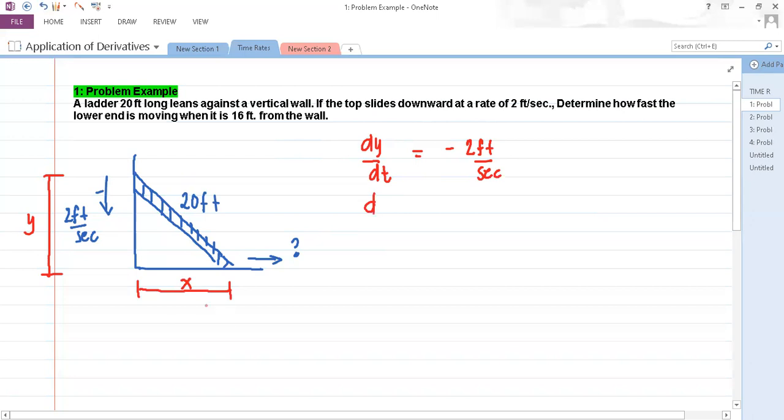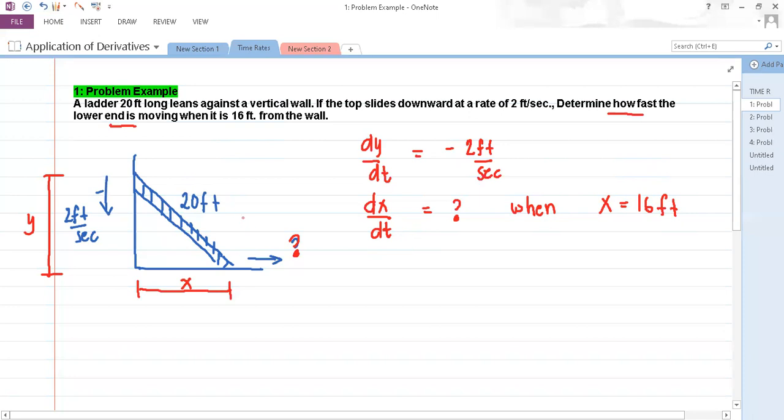And for our x, hindi natin alam ito, kaya dx with respect to t is our unknown. This will be our required. Okay, so we have to determine how fast the lower end is moving when it is 16 feet from the wall. So we have to determine dx with respect to time when our x is 16 feet. So yan yung mga required natin.